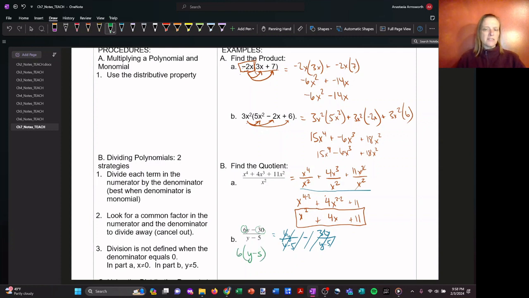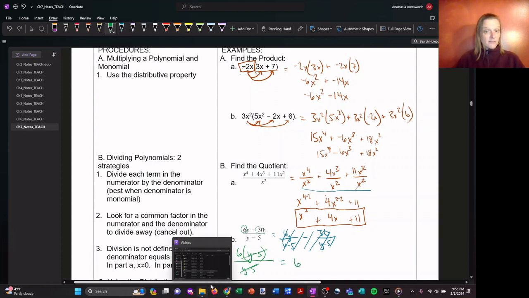And if I pull that 6 out front, I can rewrite 6y minus 30 as 6 times the quantity y minus 5. Of course, that's just the numerator. In the denominator, I still have y minus 5. And so once I have the same value in the numerator that I have in the denominator, those terms divide away, and I'm left with just a value of 6.